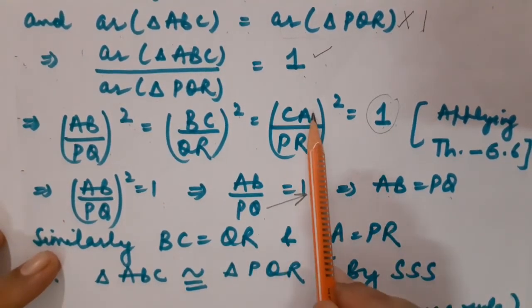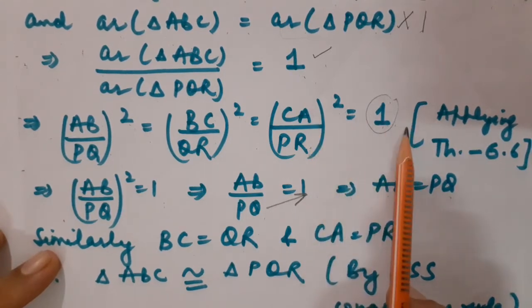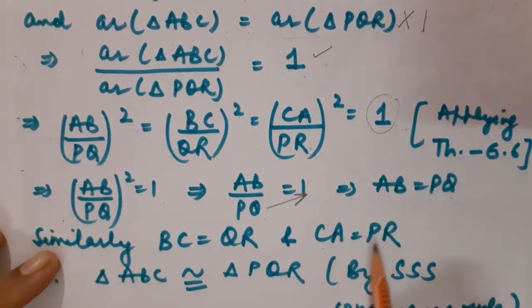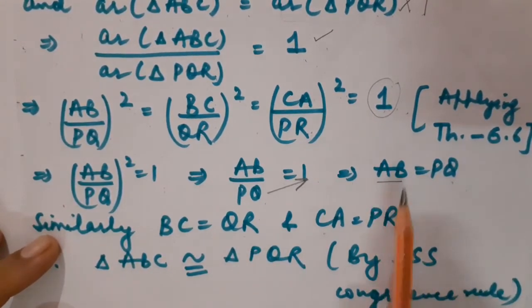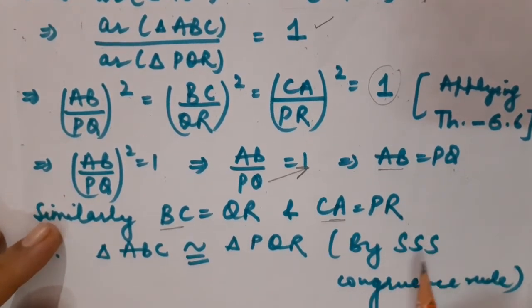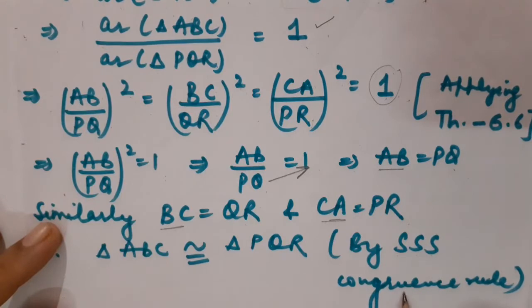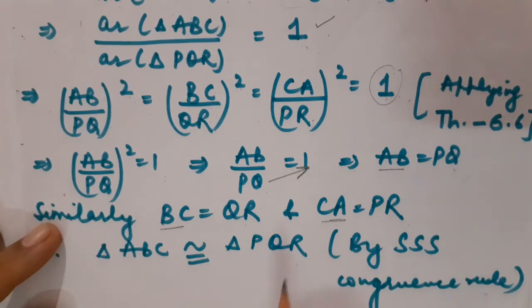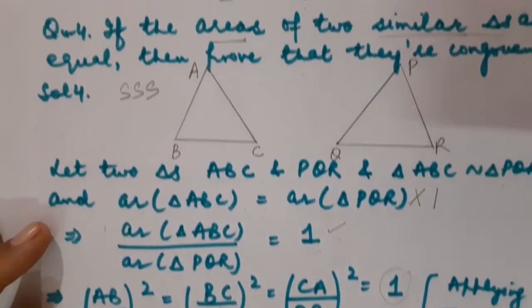And while putting CA upon PR whole square equal to 1, you will be getting CA upon PR equal in the same manner. Okay. So as all the three sides of the first triangle are equal to the corresponding three sides of the other triangle, then by the triple S, that is side, side, side congruency criteria, we can say that triangle ABC is congruent to triangle PQR. That's the thing basically we wanted to prove.